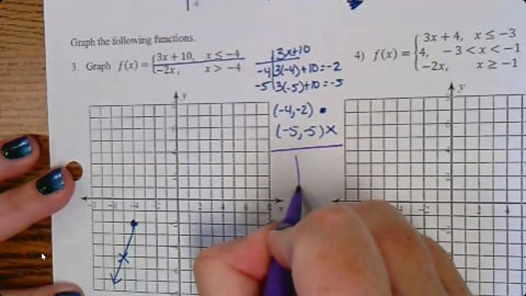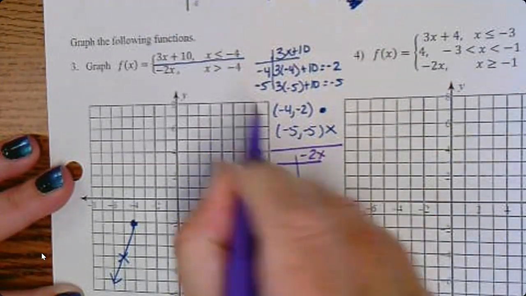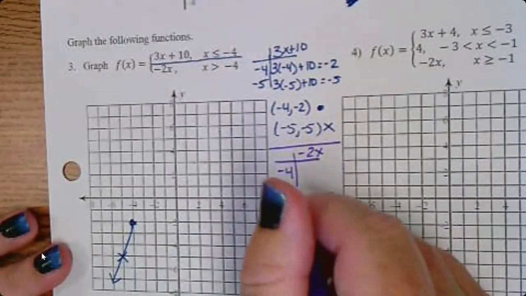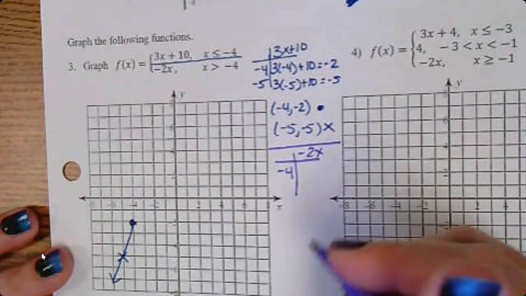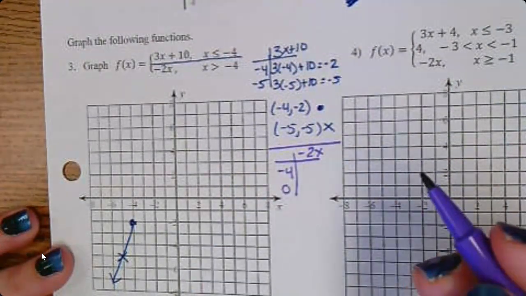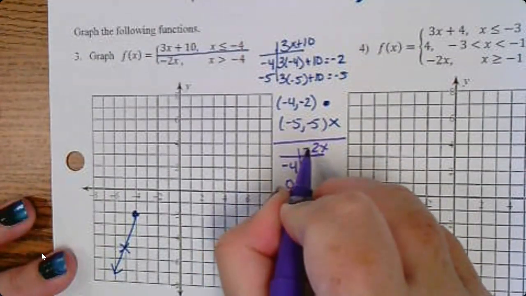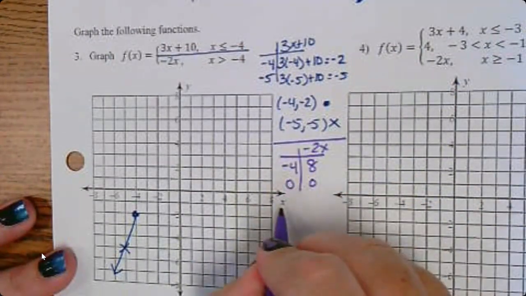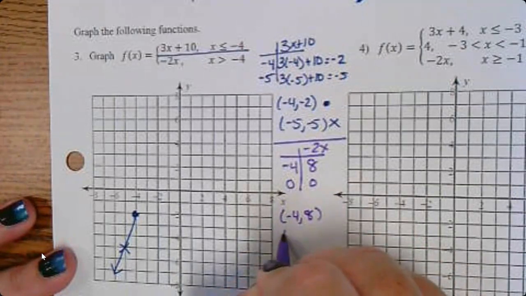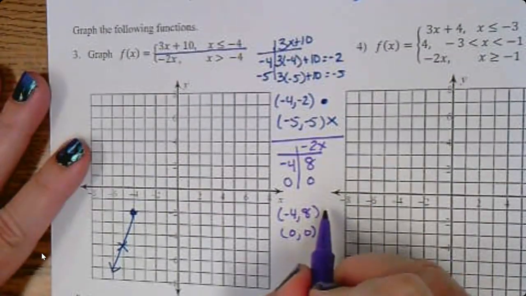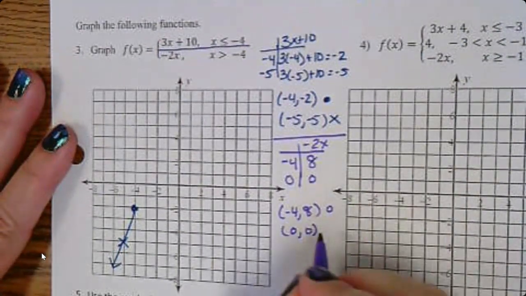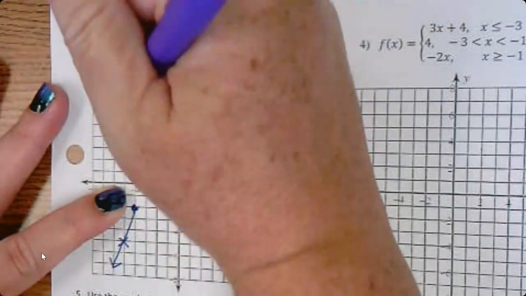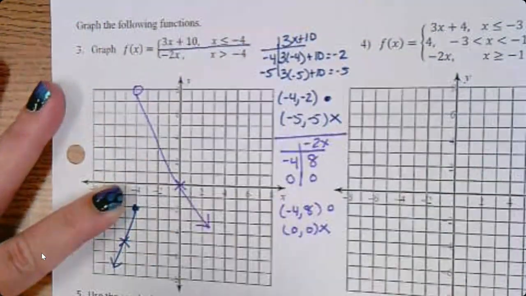So now we're going to choose negative 2x. I remember I have to use negative 4 because it was given to us, and I need a number bigger than negative 4. We can use negative 1, negative 3. I'm going to use my favorite number, 0. So negative 2 times negative 4 is just 8, and negative 2 times 0 is 0. So negative 4, 8, and 0, 0. So open dot at negative 4, 8, and a closed dot at 0, 0.